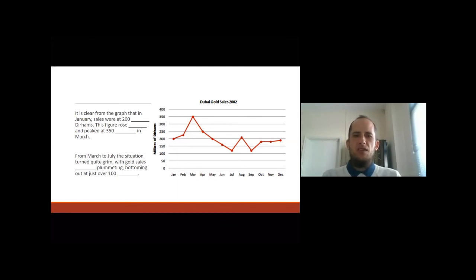Yeah, so with gold sales plummeting, in which way? How did the gold sales plummet? It wasn't gradual, at least not in my opinion. Gradual would be what would be happening at the end. There's this kind of gradual increase, dramatically plummeting, yeah, or significantly plummeting. We couldn't use extremely. And bottoming out at just over 100 million.